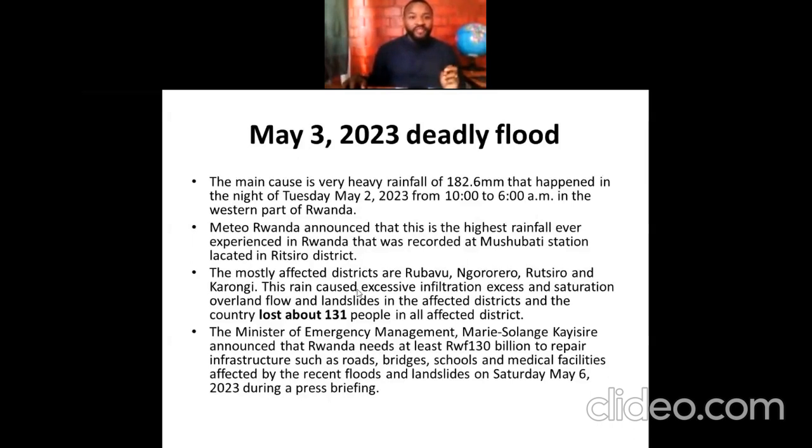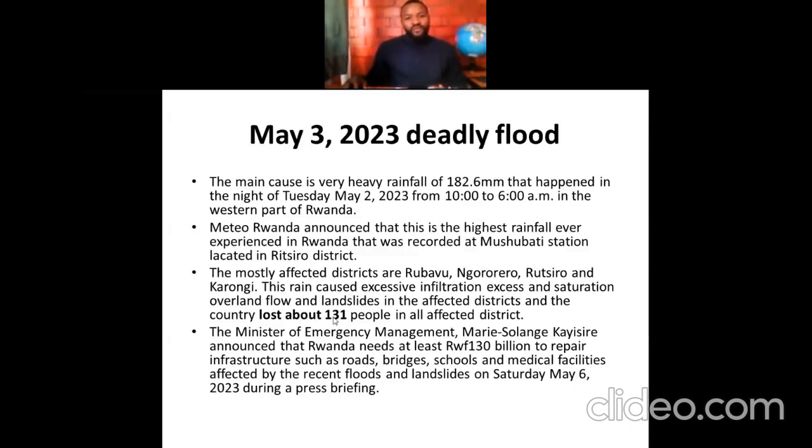The affected districts are Rubavu, Ngororero, Rutsiro, and Karongi, and this caused excessive infiltration, excess and saturation overland flow, which could lead to floods. And some areas also had serious landslides.